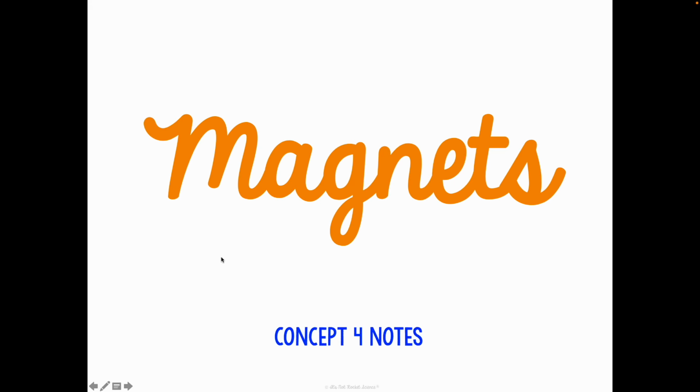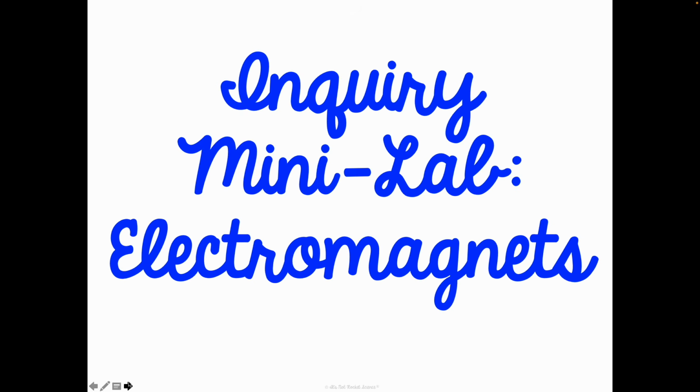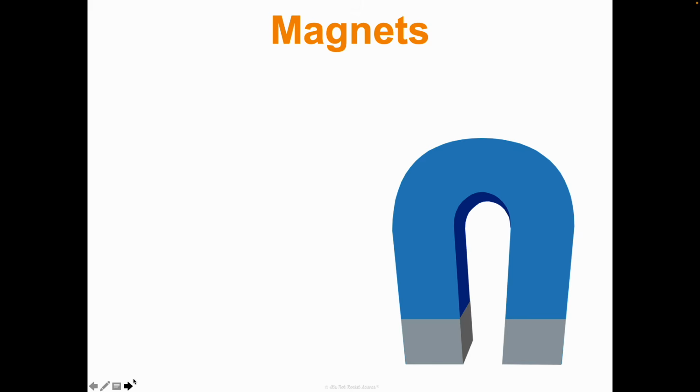Our notes, and we're finally going to talk about magnets. You're like, this unit's called electricity and magnetism, and we've not even talked about magnets yet. So now is the time. We're going to do a little mini lab, if time allows, with electromagnets in class, just to show the connection. But not in this video, of course. So let's just dive in. What are magnets?